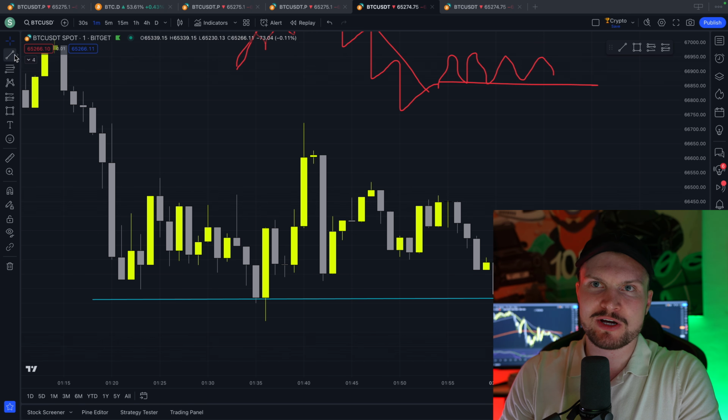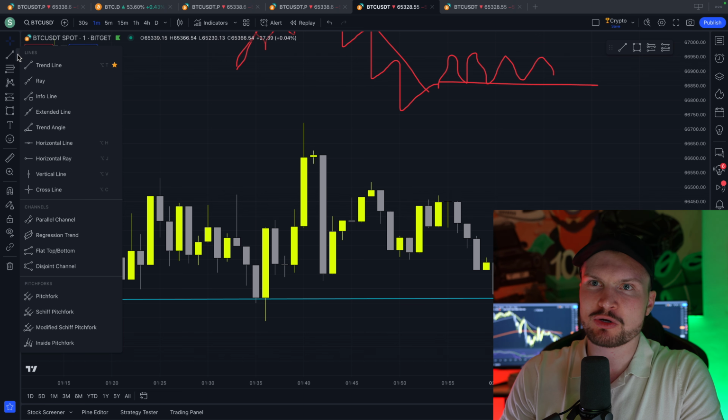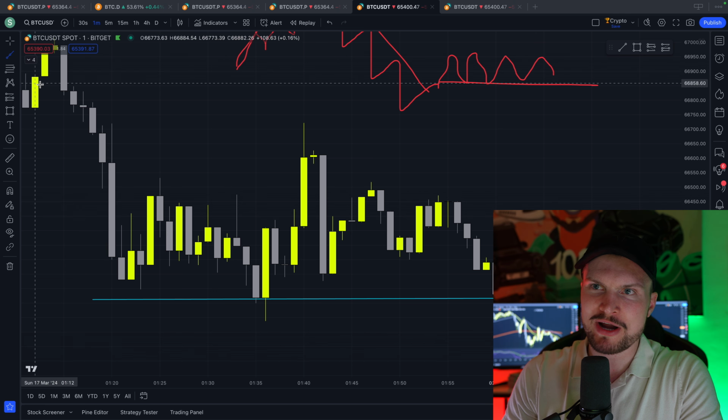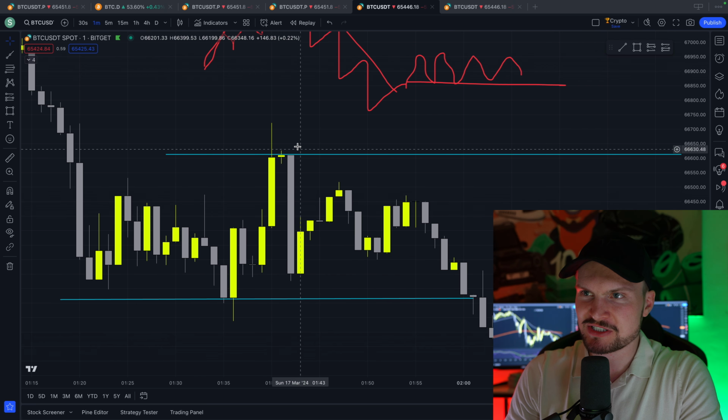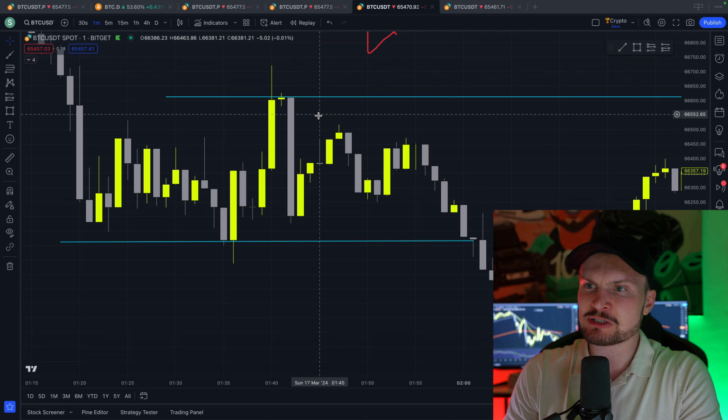So for this, again, we go here. Let me show you the ray now. So the ray is very helpful. Click on the ray and then click on this exact level and then to the right. And here we go. Now this here would be the resistance, aka ceiling. This will be the support.